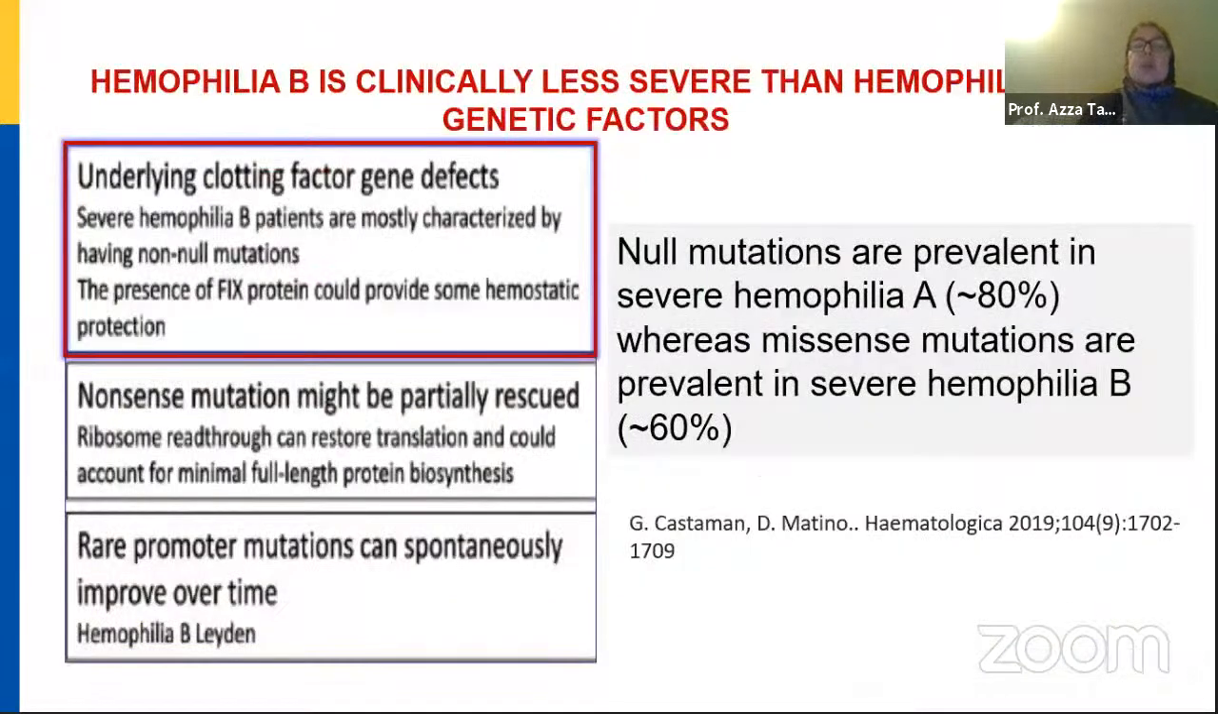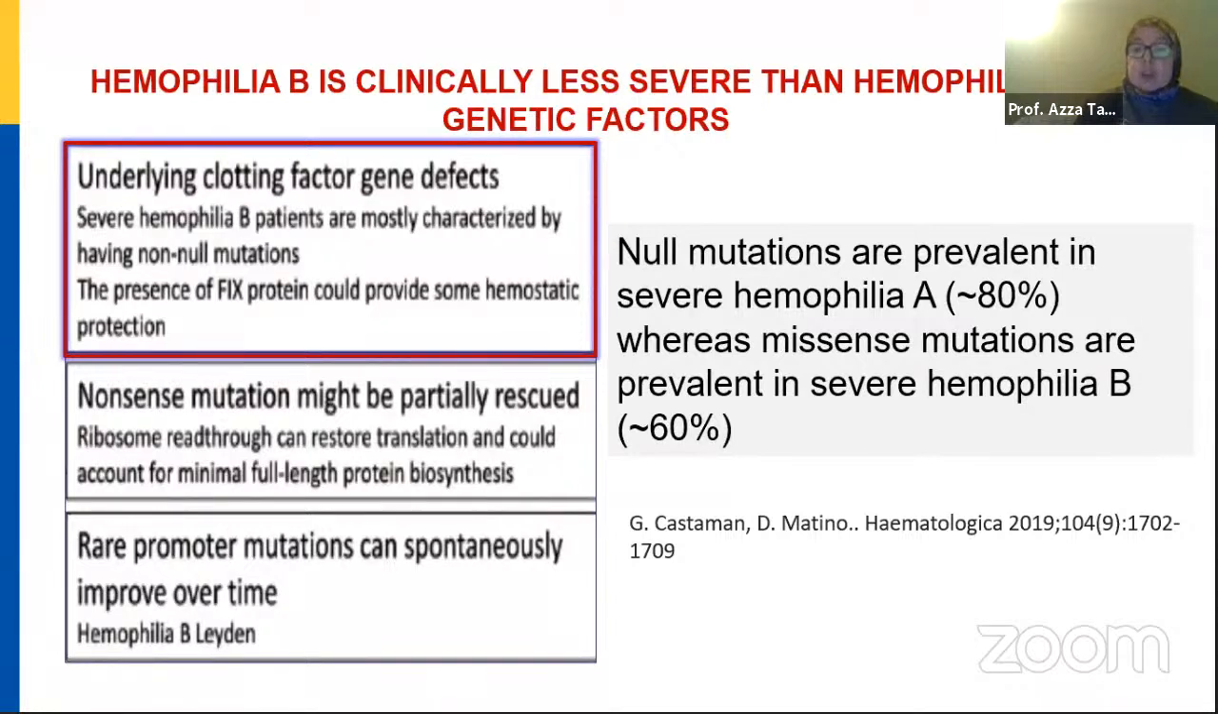factors could be resulting from the fact that null mutations are prevalent in severe hemophilia A, 80%, whereas the missense mutations, which are the non-null mutations, are prevalent in severe hemophilia B, constituting about 60%. And the presence of non-null mutations causes the presence of factor IX protein, which could provide some hemostatic protection. And also there are rarer promoter mutations that can spontaneously improve over time.